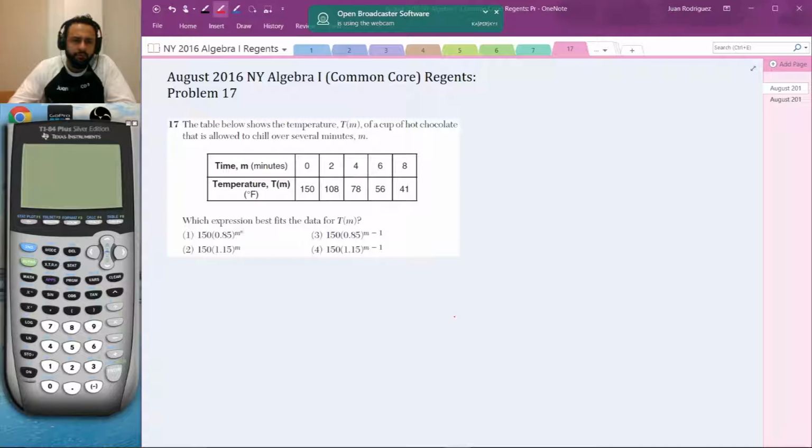150 times 0.85 to the M, 150 times 1.15 to the M, 150 times 0.85 to the M minus 1, or 150 times 1.15 to the M minus 1.